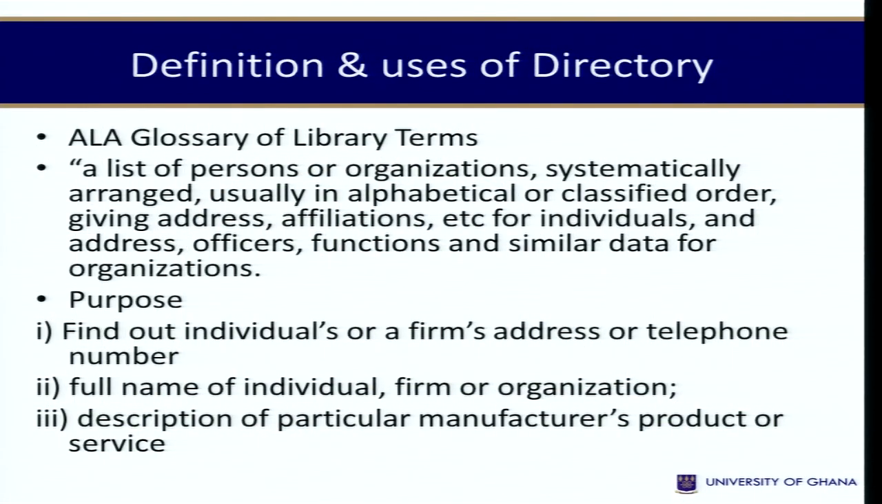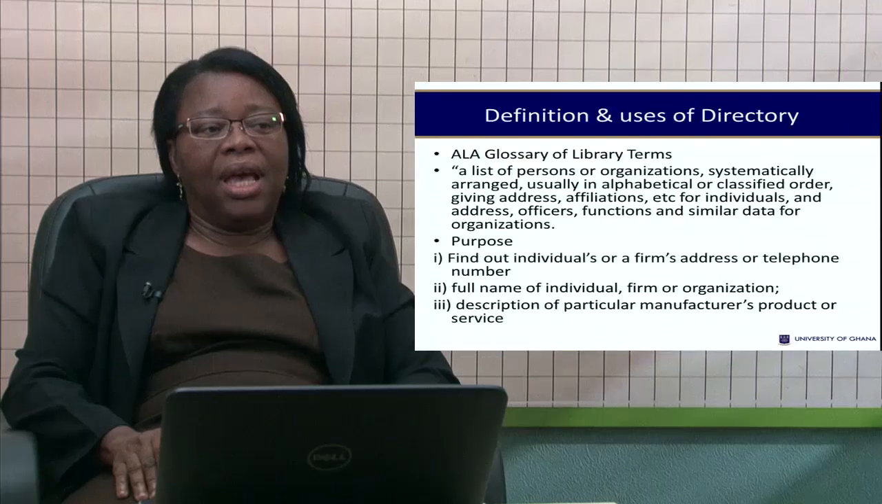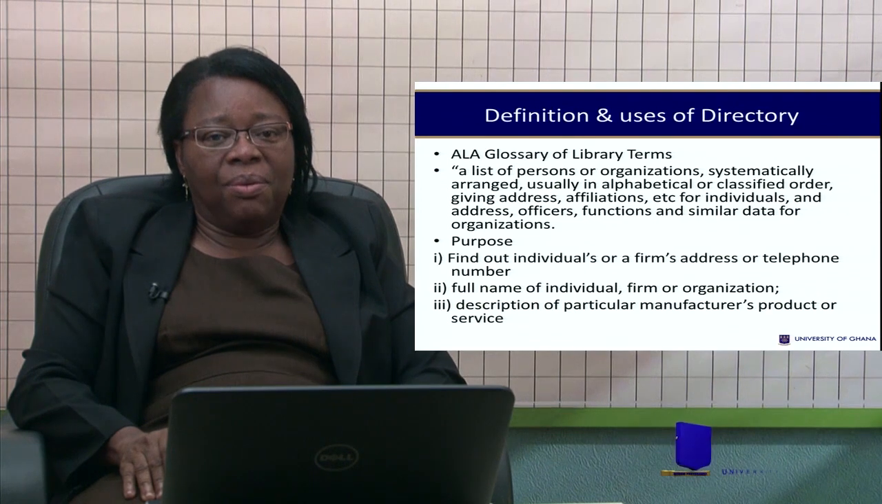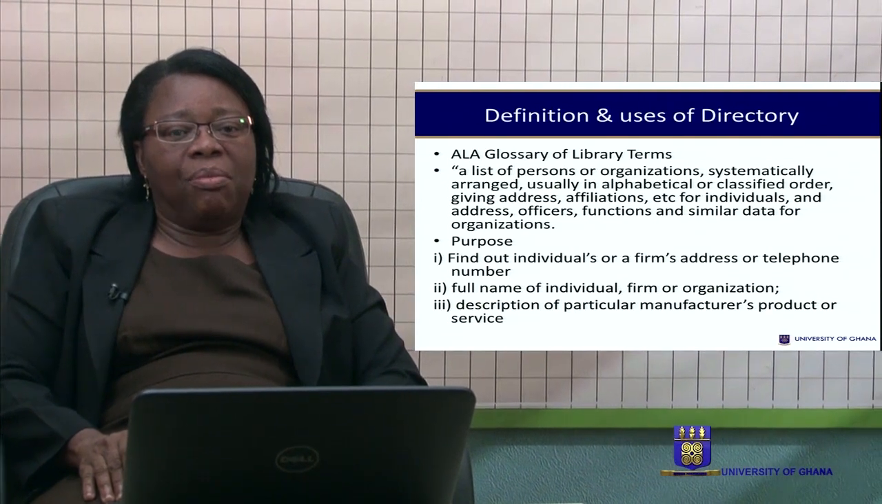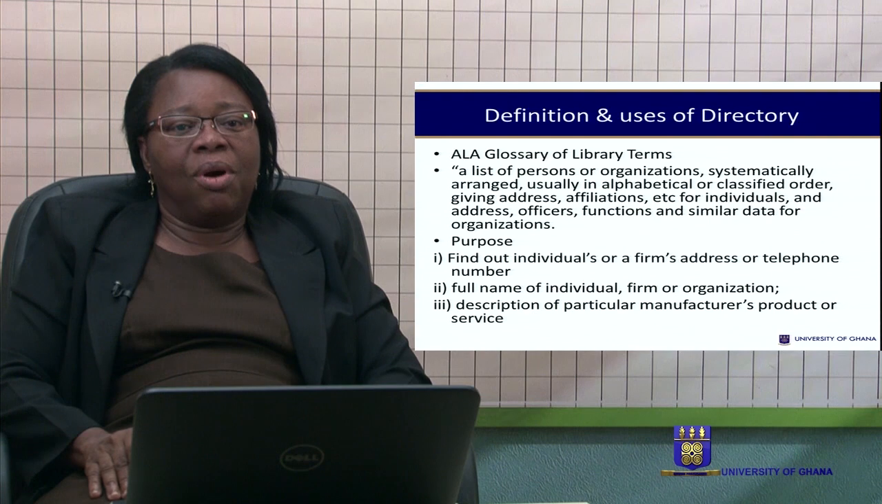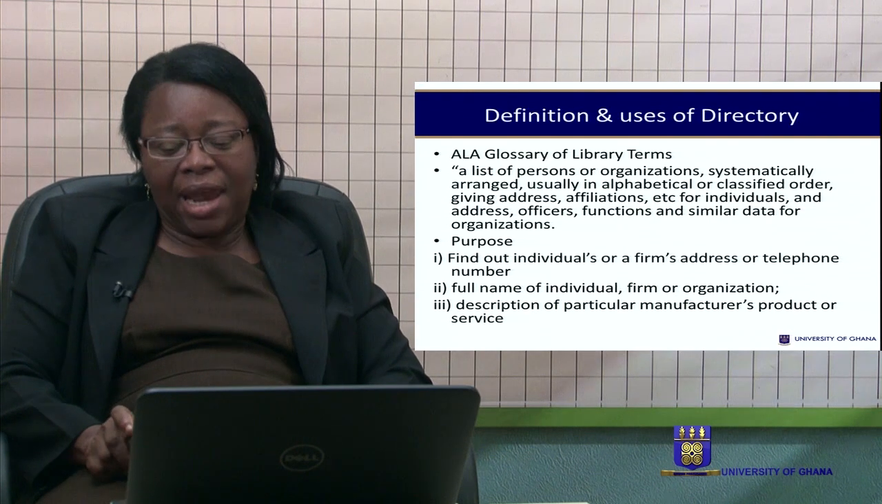For instance, you want to apply to a particular organization, but you don't know the full name of the CEO or the Chief Executive Officer. Now, if you address him by Mr. Mensah, there could be several Mensahs in the office. But if you get the correct title, Mr. Eric Mensah, it goes to the CEO. And you can get that information about the full name of the individual from a directory.